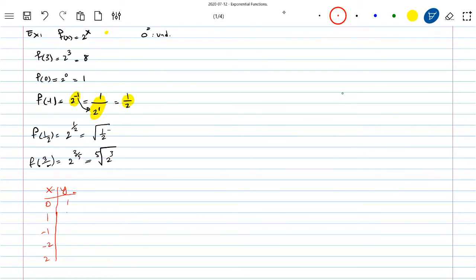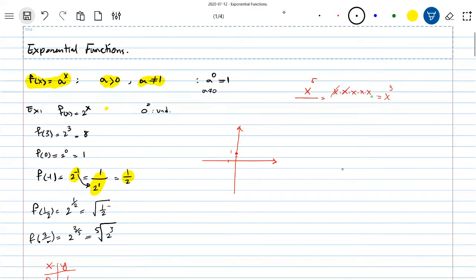2 to the power 1 would be 2. 2 to the power -1 is 1/2. 2 to the power -2 is 1 divided by 2 to the power 2, so this would be 1/4. And 2 to the power 2 would be 4. So if I want to graph 2 to the power x, let's pick a couple of points. It's 0, 1. This is 1. -1 and 1/2, so 1/2 somewhere here.